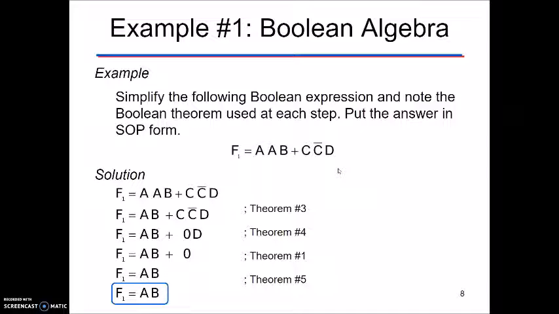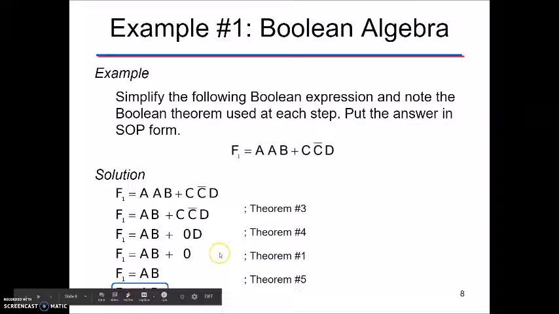Looking at the solution, we start by applying theorem 3, which allows us to simplify that circuit to A, B, or C, C not, D. After we've used theorem 3, we can then apply theorem 4, which simplifies us down to A, B, or 0D. Going further, once we apply theorem 1, we get AB plus 0, which means that after theorem 5, we simplify simply to F1 equals AB. So this large expression boils down to just F1 equals AB, and that would be the circuit that we design.